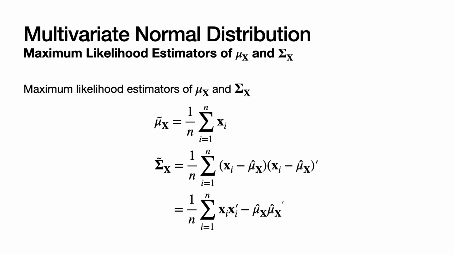The maximum likelihood estimator of μ_x, which is denoted by μ tilde sub x, is equal to 1 over n times the sum, i going from 1 to n, of the x_i data vectors. This is the sample mean vector. The maximum likelihood estimator of Σ_x, which is denoted by Σ tilde sub x, is given by the two expressions shown here.